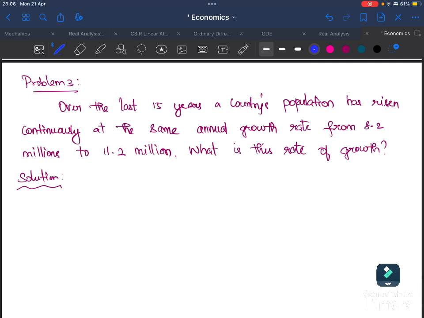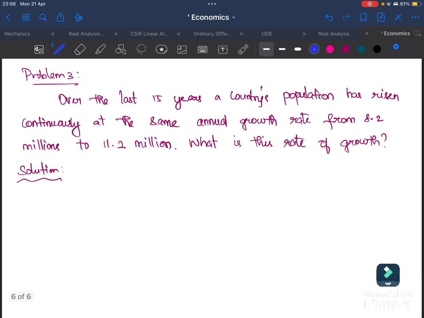Problem 3 or type 3 is a straightforward question, because it doesn't have any confusion between whether you have to find a or find y. Let's see the third problem. Over the last 15 years, a country's population has risen continuously at the same annual rate. So t is equal to 15. At the same annual growth rate, the population has increased from 8.2 million to 11.2 million.